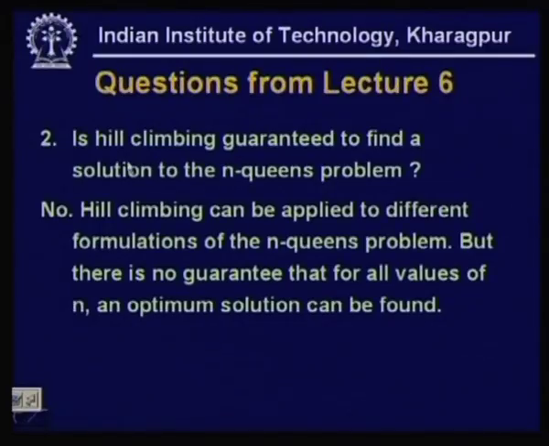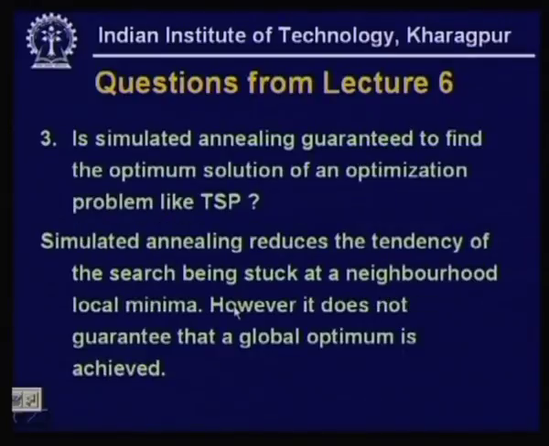Question number 2: is hill climbing guaranteed to find a solution to the n queens problem? The answer is no. Hill climbing can be applied to different formulations of the n queens problem, but there is no guarantee that for all values of n an optimum solution can be found. Question number 3: is simulated annealing guaranteed to find the optimum solution of an optimization problem like the traveling salesperson problem? The answer is no. Simulated annealing reduces the tendency of the search being stuck at a neighborhood local minima. However, it does not guarantee that a global optimum is achieved.